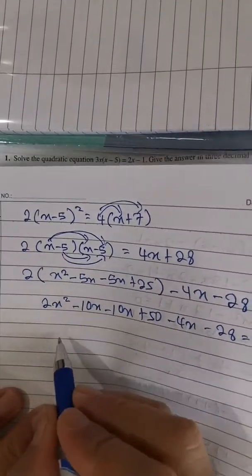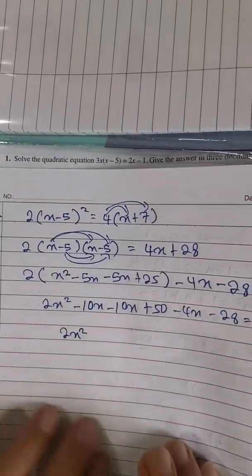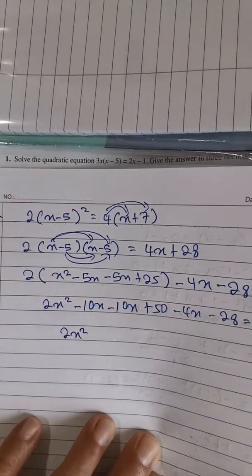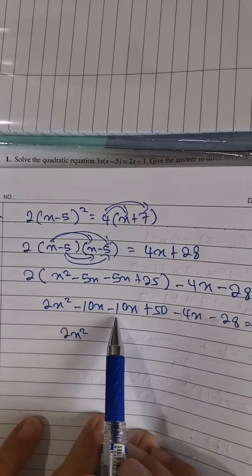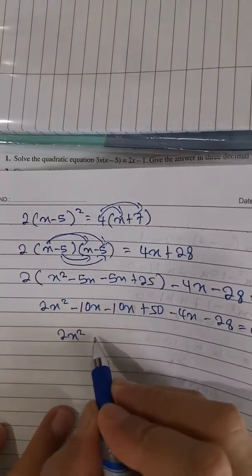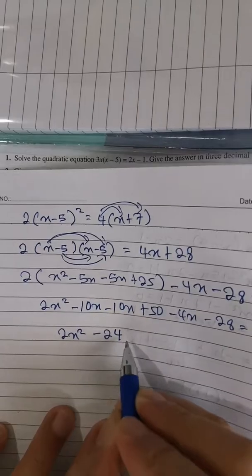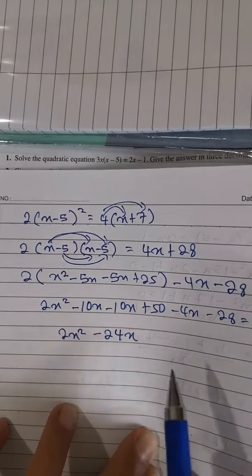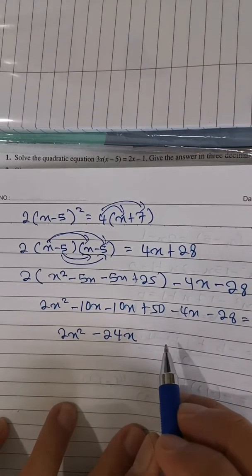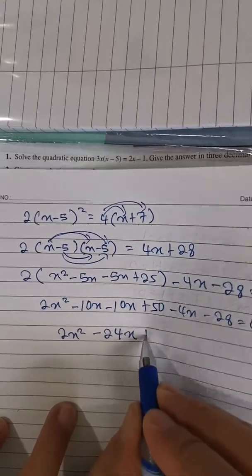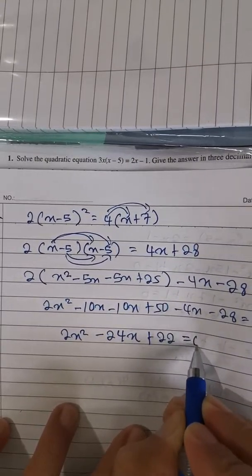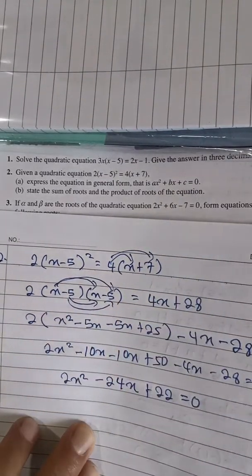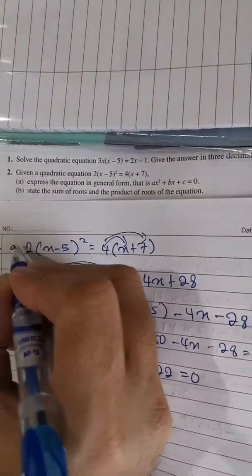Okay, you can use calculator to calculate negative 10, negative 10, negative 4. So the calculator gives you negative 24. So there is x. And then the numbers only, 50 minus 28 will be 22. Plus 22 equals 0. So the answer, that one is ax squared plus bx plus c equal to 0. So this is the answer for A actually.